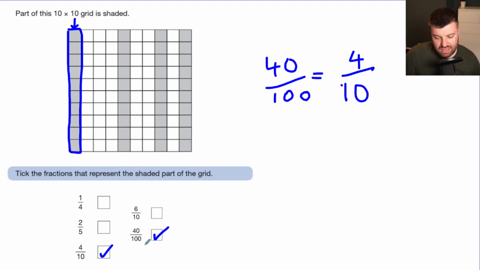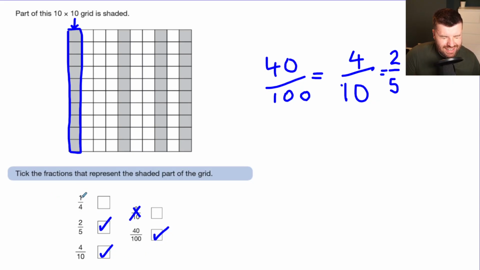Now, we're not done there. 4 tenths and 6 tenths clearly can't be the same, so I'm not going to tick this one. We have 1/4 and 2/5. Now, again, 4 tenths, we can simplify 4 tenths. Divide it by 2 at the top, we get 2. Divide it by 2 at the bottom, we get 5. 2/5 is equivalent. So just check your equivalent fractions.